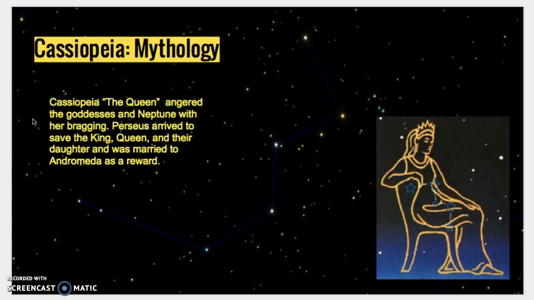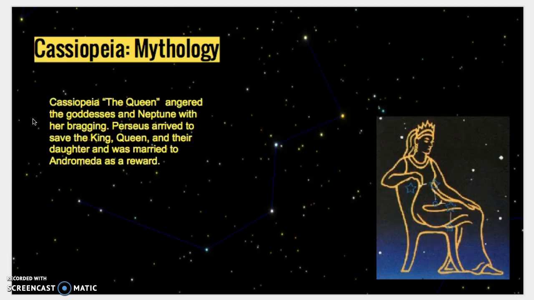In order to appease these goddesses, he sends a sea monster to where Cassiopeia and Cepheus live on the coast. And it's this whole big ordeal, and luckily Perseus arrives just in time to save them from the sea monster. Because the king and the queen are so grateful, they reward Perseus by marrying him to Andromeda, their daughter. And that is Cassiopeia's story.